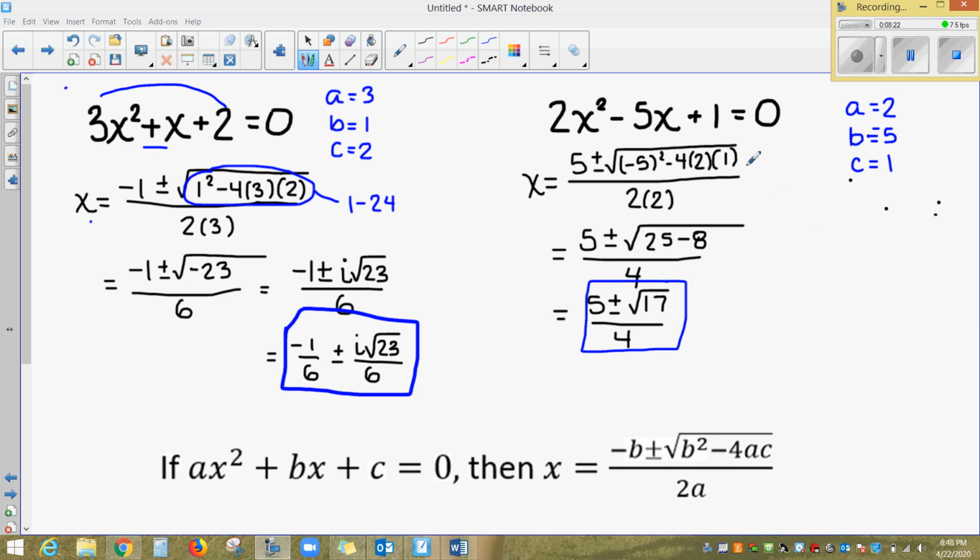Alright, so b squared minus 4ac gives you 17. Square root of 17 doesn't simplify. We don't have to split this one into two pieces because this is a real number, so we can stop right here.